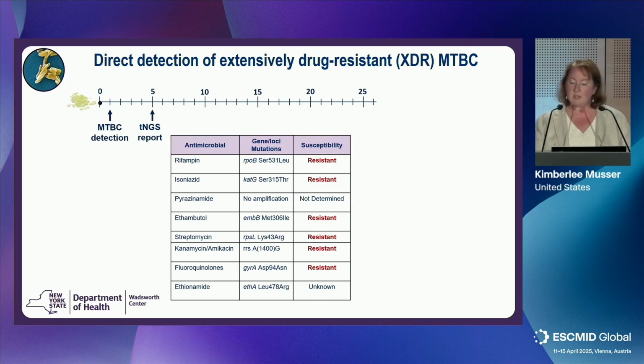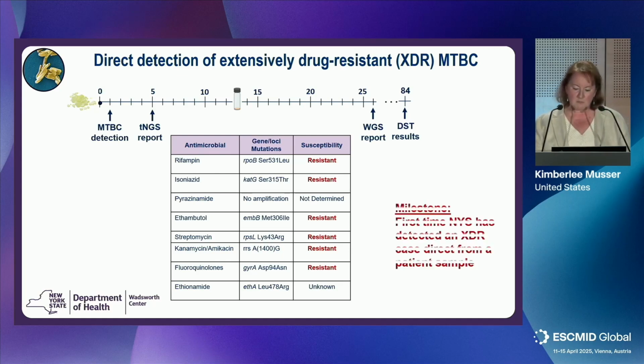But for pyrazinamide, we didn't have amplification of that target, which does sometimes happen with some of our targets. And we saw an unknown mutation for ethionamide. But we move along. We had a culture positive on day 13, and we finally had a whole genome sequencing available on day 26. You can see the timeline for that. And some of the DST was available at 84 days. Some of it was never available because of the slow-growing nature of this particular strain. So this for us was a milestone that we could use this test, a targeted nanopore test, to detect an XDR directly from the specimen in 5 days from specimen receipt.